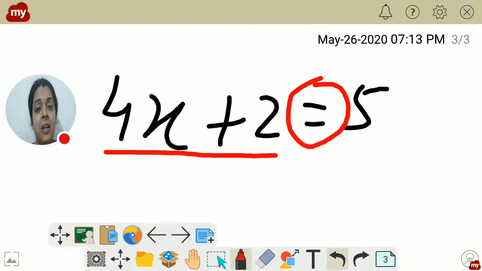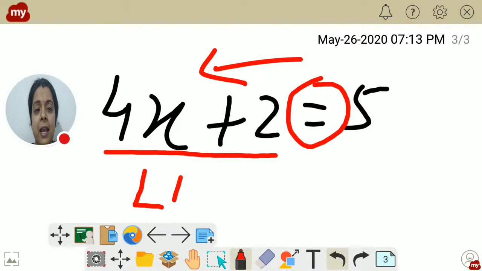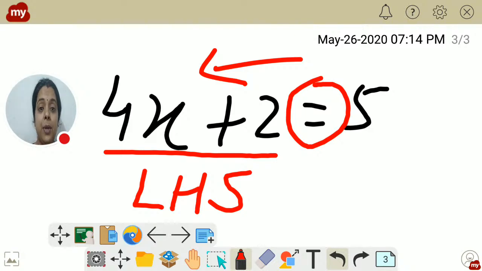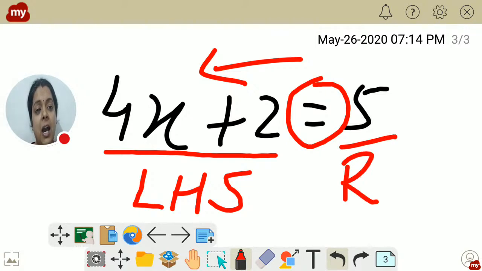So what you find here, equals to is written here. And what is to the left of the equals to? It is 4x + 2, right? What is to the left of it is called LHS, left hand side, because it is towards the left side of the equals to. Now, whatever is there towards the right side, we call it RHS, right hand side.